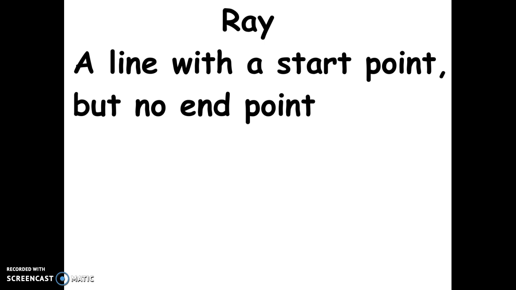A ray is a line with a start point but no end point. To draw a ray, we first draw a point, and then we have a line extending from it. So we can call this A, and then we'll also put a point on this ray and call it B. To name a ray, it is named by stating the starting point first. So the only way to name this ray is naming it ray AB.